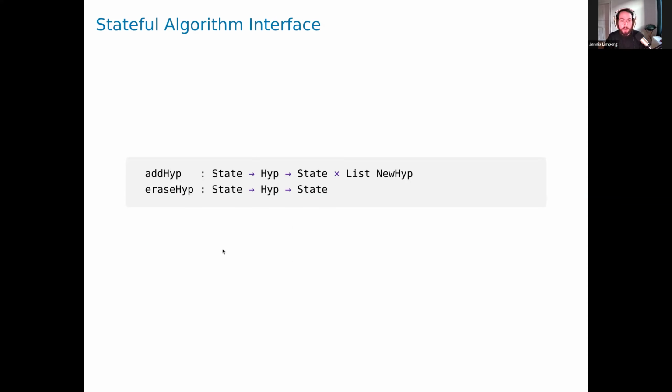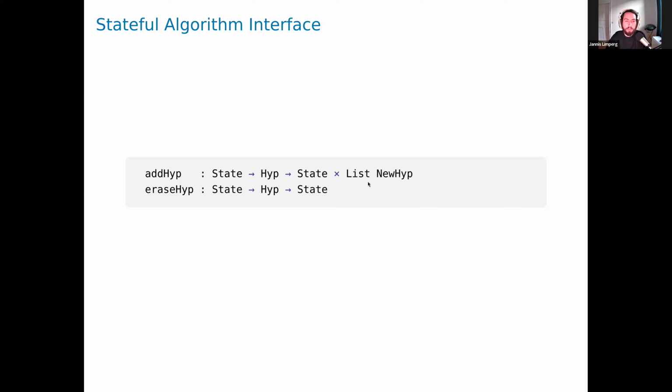Okay, so basically that means that we want an interface looking like this. So we want this state data structure, and we want to be able to add hypotheses to it, right? So if the child goal has one more hypothesis than the parent goal, we want to be able to add that, or if it has multiple, we should be able to call this method multiple times, and then it'll add all of them. And that should update the state in some way.